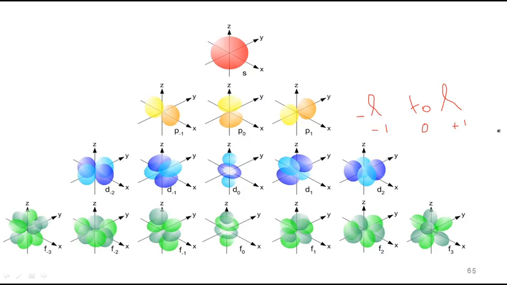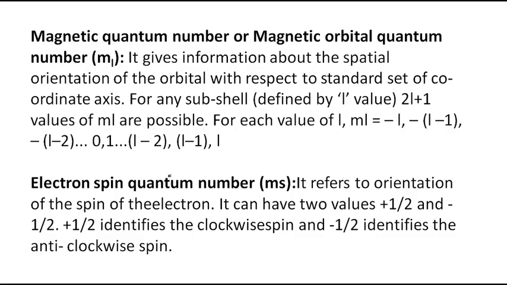For the d orbital, same, minus l to plus l. What is the value for d? l is 2. So minus 2 to plus 2. In between how many values do you have? Minus 1, 0, plus 1 and plus 2. So totally how many values? 5 values. So 5 orientations. This is your magnetic quantum number. So what is the formula for finding out the magnetic quantum number? Minus l to plus l. And what is the symbol for magnetic quantum number? m, small m.